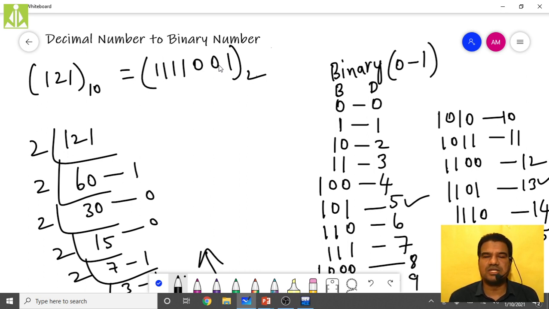Slowly we'll proceed and learn how to represent negative numbers and real numbers in binary form. For today's class, in conversion of decimal numbers to binary, we have seen only whole numbers, and only positive ones. Negative numbers and real numbers we have not seen. There is a way to represent both in binary.